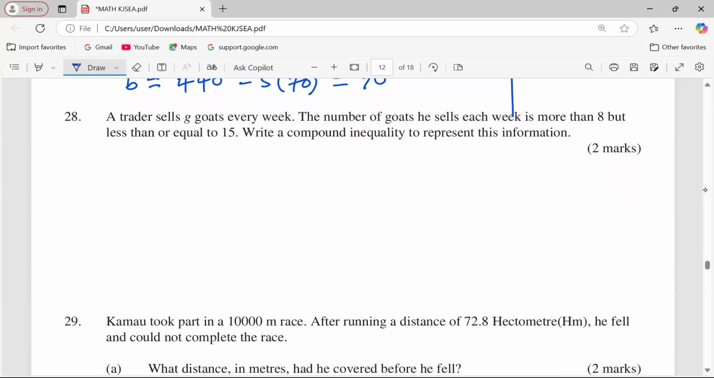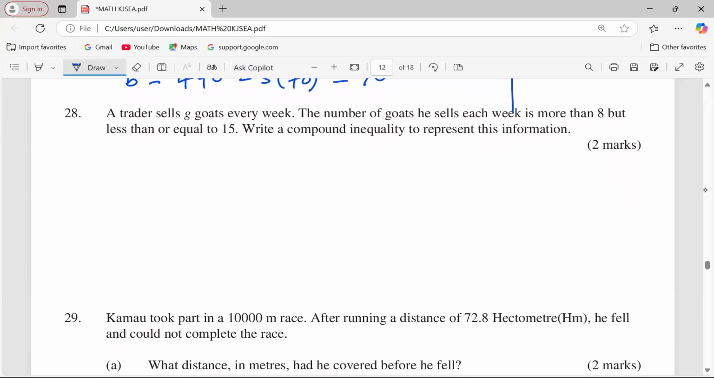Look at number 28 now. A trader sells G goods every week. The number of goods he sells each week is more than 8, but less than or equal to 15. Write a compound inequality to represent this information.